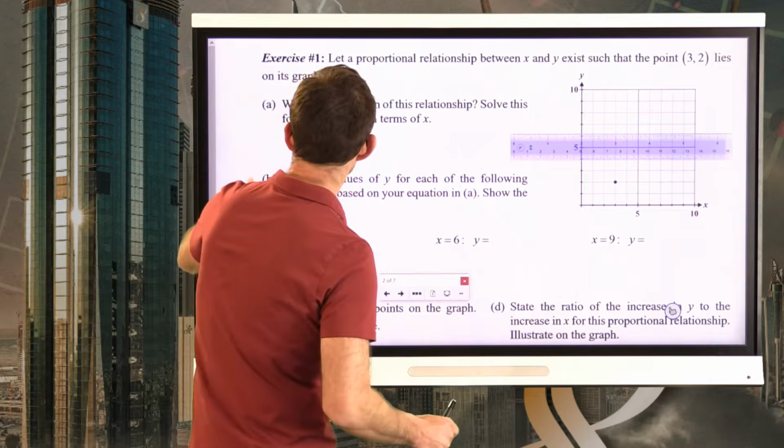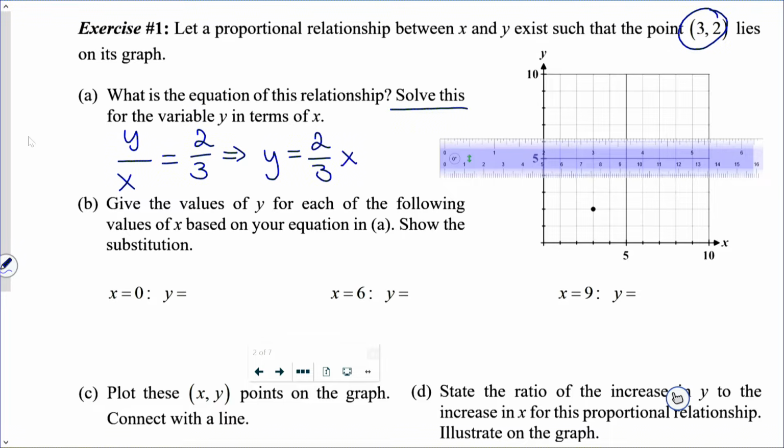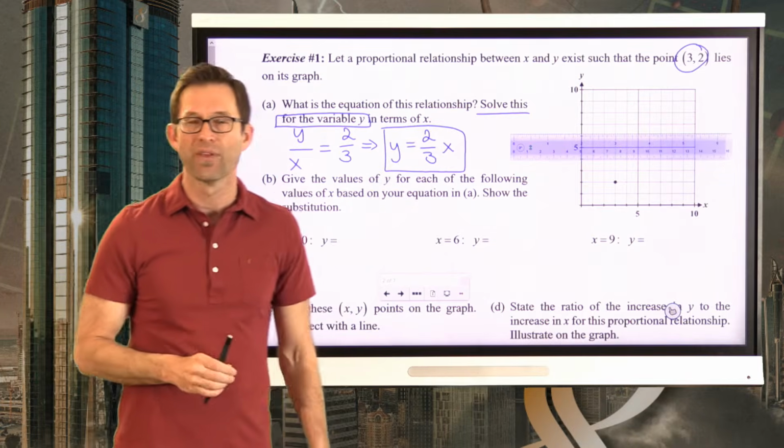So let's go through letter A together. I can say that y divided by x must always equal 2 divided by 3, and I can say that because the point 3, 2 lies on the line. Now I can rearrange this and say y is equal to 2/3 times x. The reason I'm doing that is because the problem asks me to solve for the variable y, which means y's got to be all by itself, isolated on the left-hand side of the equation.